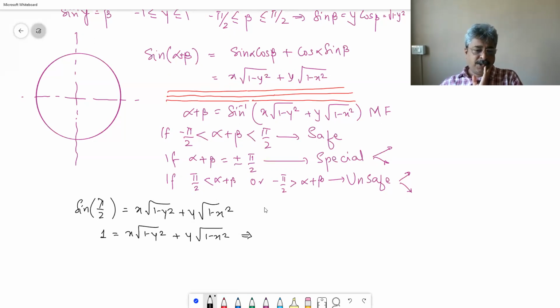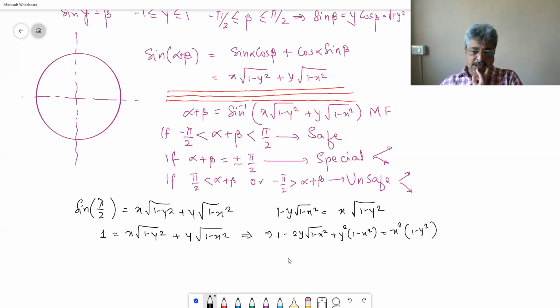Okay, trying to do this for the first time, but let us see. Squaring both sides, or taking one to the one side and then squaring, just to avoid the multiplication of radicals. 1 minus y radical 1 minus x square is equal to x radical 1 minus y square, which gives 1 minus 2y radical 1 minus x square plus y square inside bracket 1 minus x square is equal to x square inside bracket 1 minus y square.